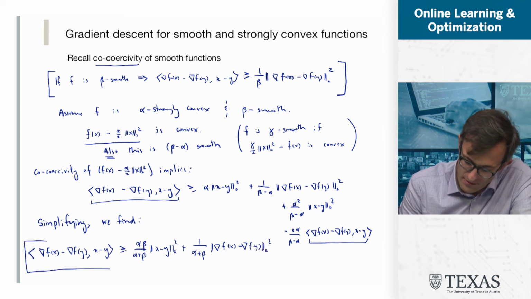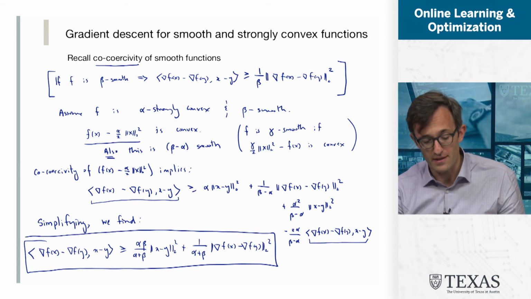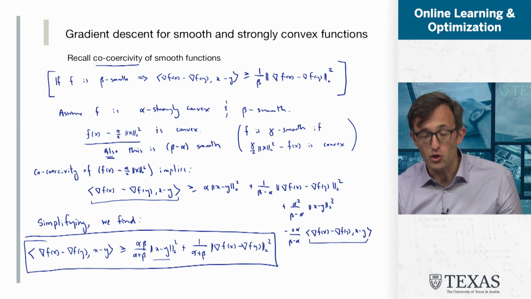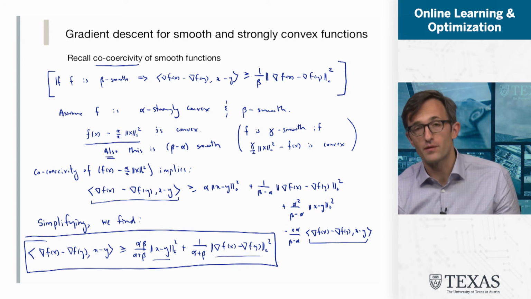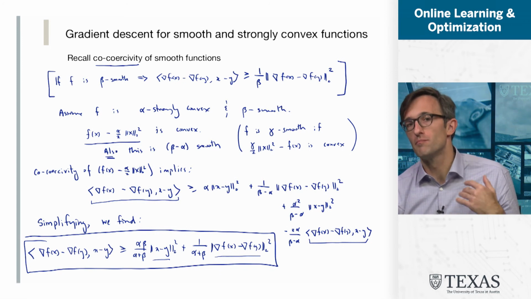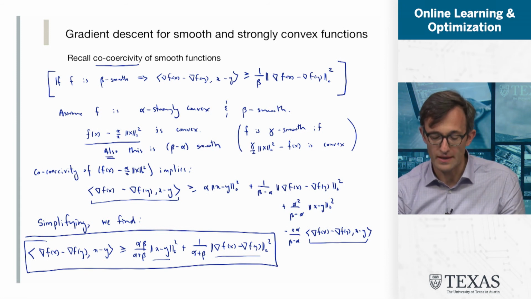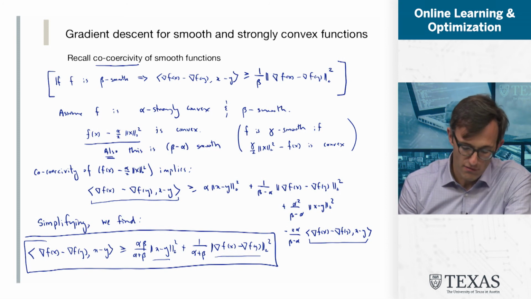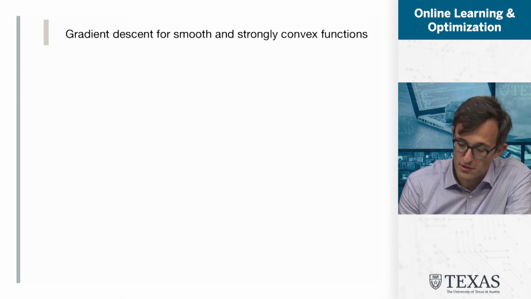So note that this is somehow a combination of coercivity, which is that the left-hand side is bounded by a function of x minus y squared, and co-coercivity, which is that the left-hand side is bounded by a function of the difference of the gradients. So in order to obtain this, we had to use both strong convexity and smoothness. And this will be a key element of our proof of convergence for gradient descent for smooth and strongly convex functions.